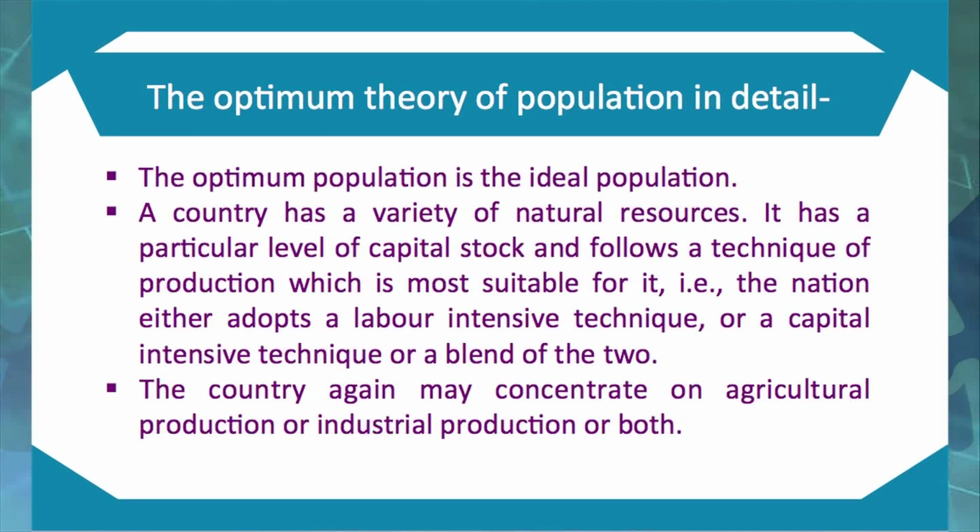But the social scientists believe that the optimum theory is a more realistic theory. As mentioned earlier, the optimum population is the ideal population. A country has a variety of natural resources. It has a particular level of capital stock and follows a technique of production which is most suitable for it. That is, the nation either adopts a labor-intensive technique or a capital-intensive technique, or rather, they may adopt a blend of the two. The country again may concentrate on agricultural production or industrial production or both.